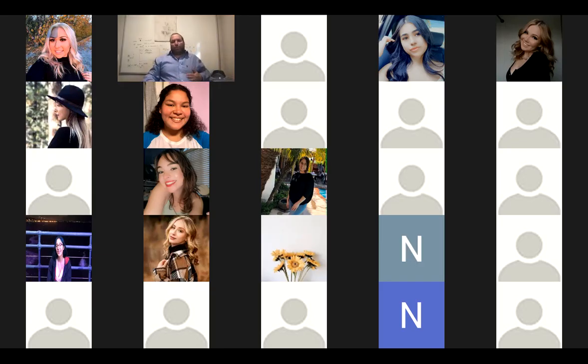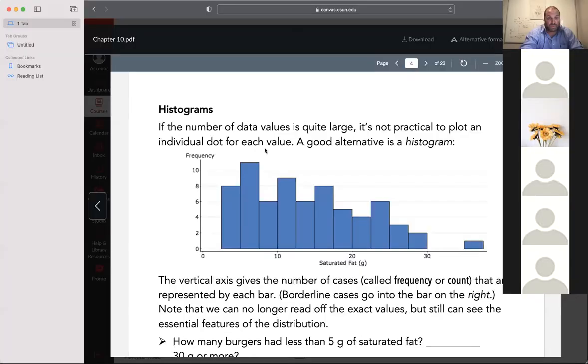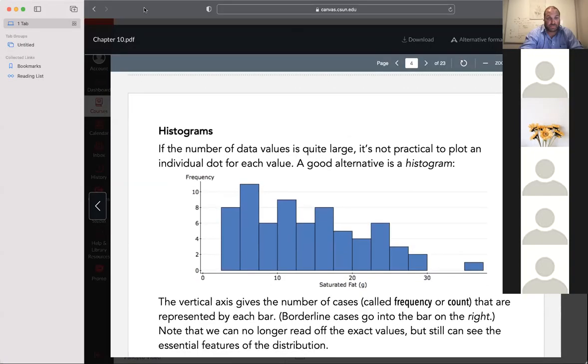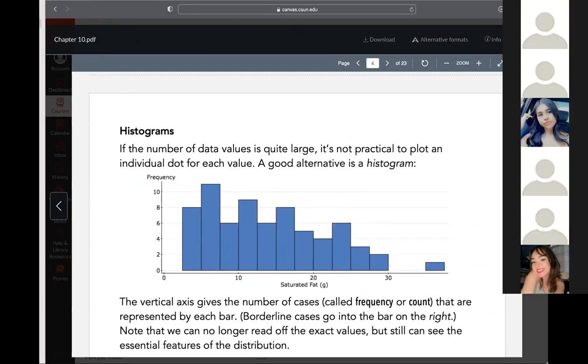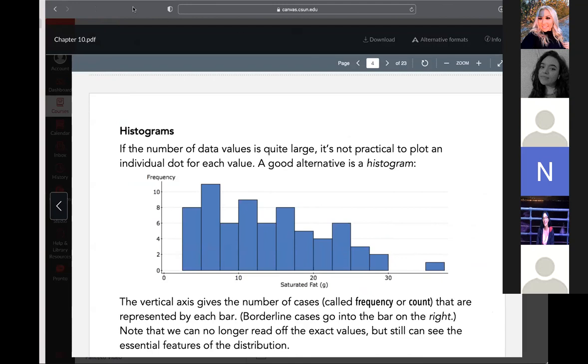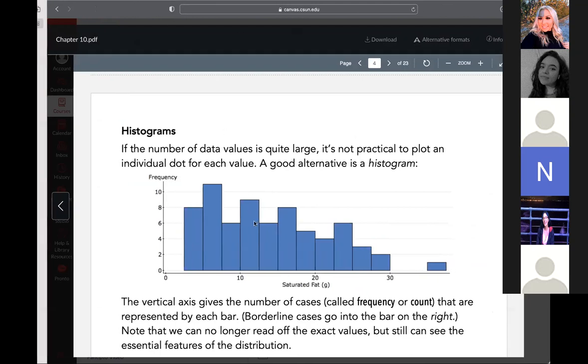Okay, so we are now in week number 6, I believe. This is lecture number 11, and we are on chapter 10, which was on displaying quantitative data. Last time we worked on histograms, or we started speaking about histograms.